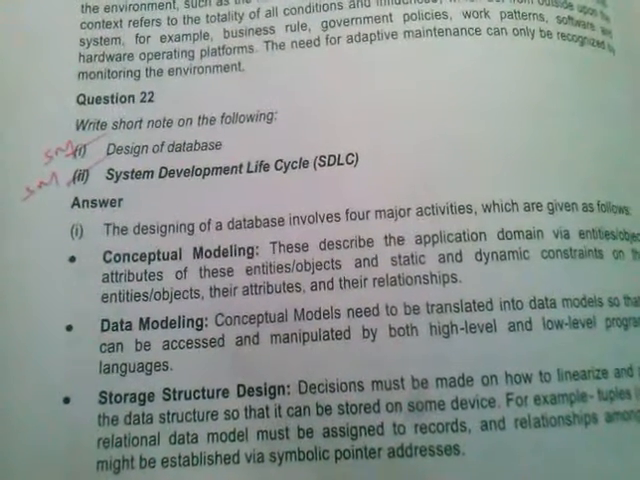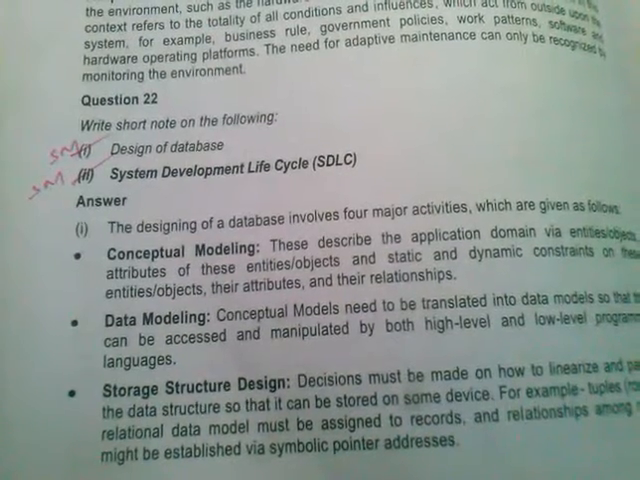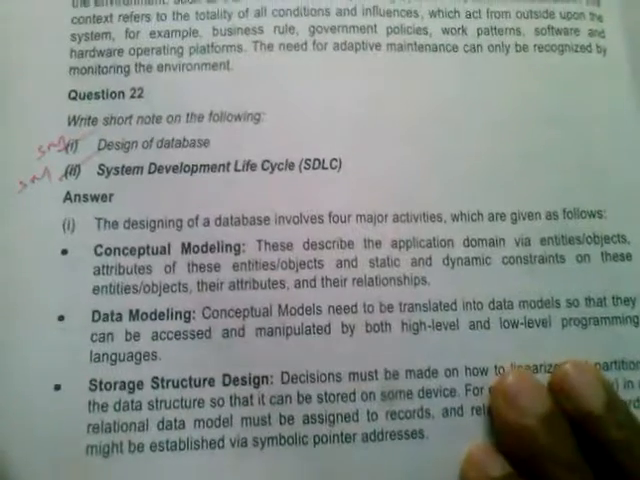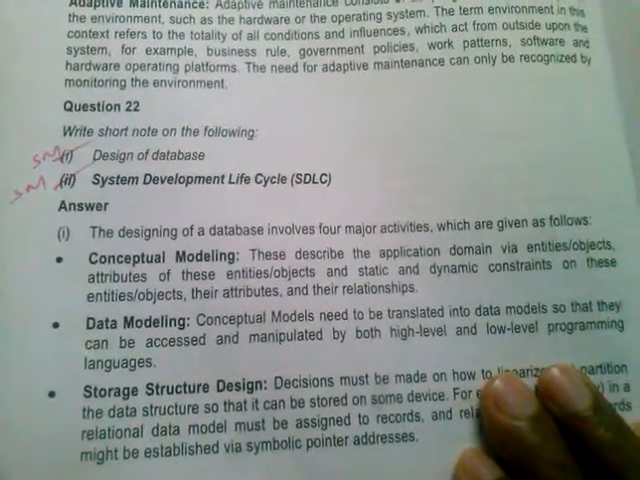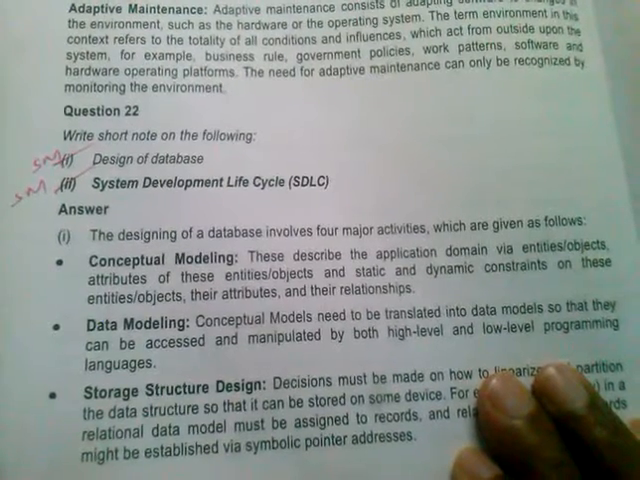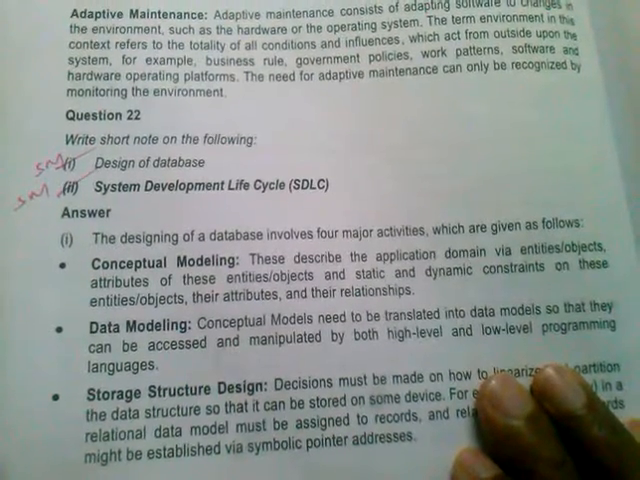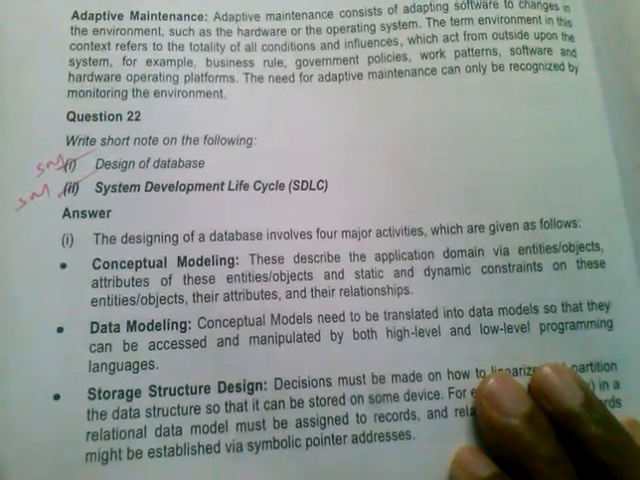Question number 22. Write short notes on design of database system development life cycle. So designing of database involves four major activities which are given as follows. One is conceptual modeling, data modeling, storage structure design, physical layout design.